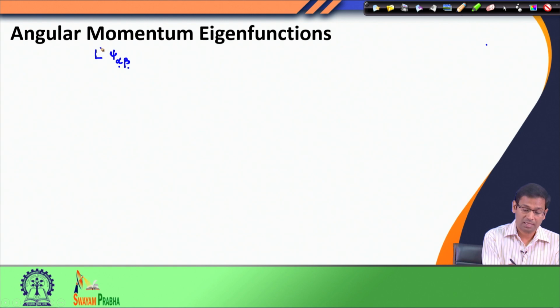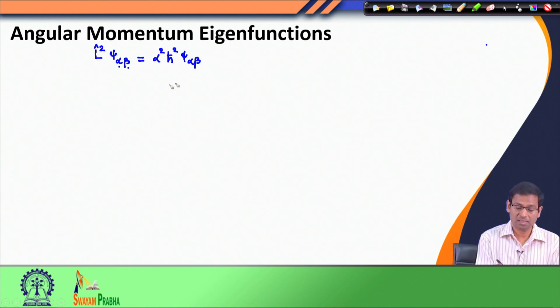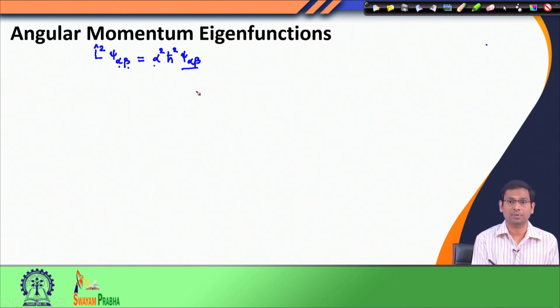So, I define that if I apply the L square operator on this eigenfunction, I get alpha square h bar square psi alpha beta. So, this relation tells me that psi alpha beta is an eigenfunction of the L square operator with the eigenvalue alpha square h bar square.